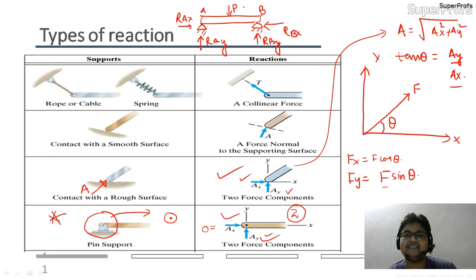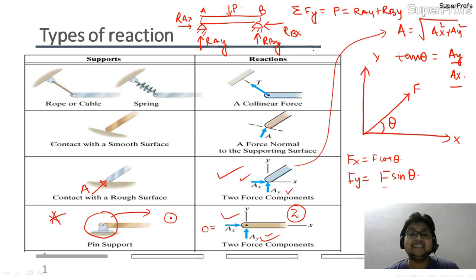and this is RBX. So you can see that while writing the equilibrium of forces in y direction, I can just write that this P force is nothing but RAY plus RBY. So this force in the vertical direction is nothing but the summation of the reaction in the y direction at point A and point B.